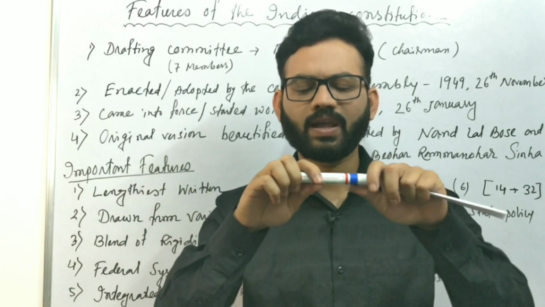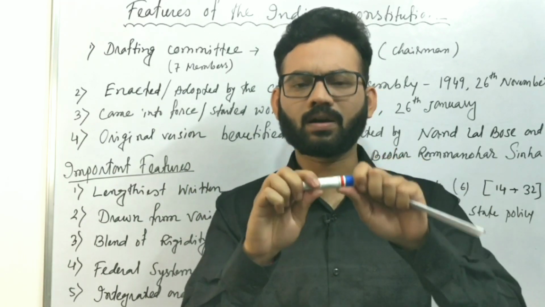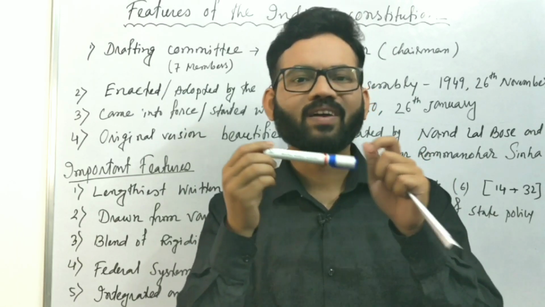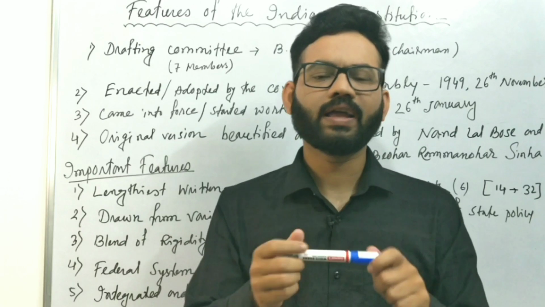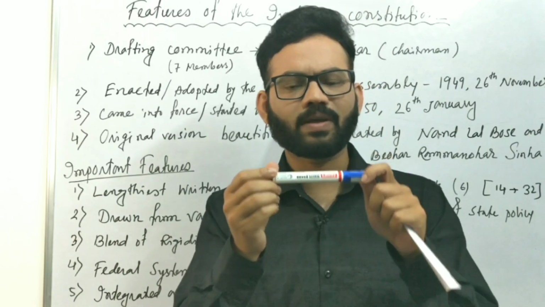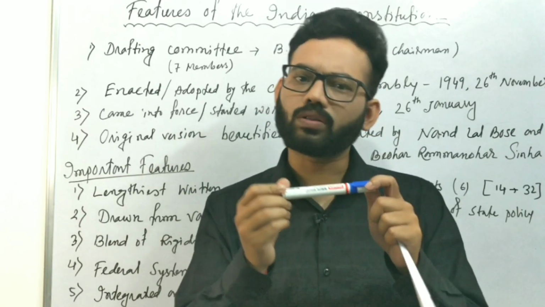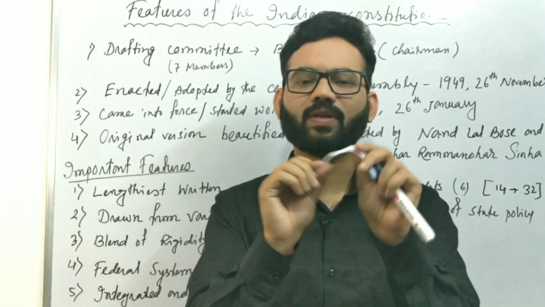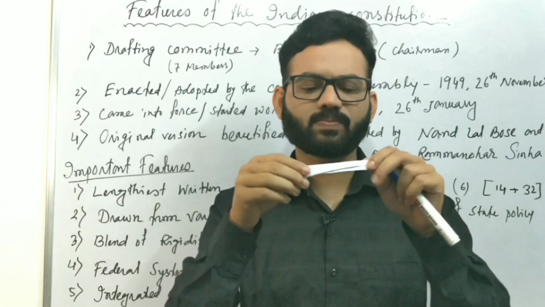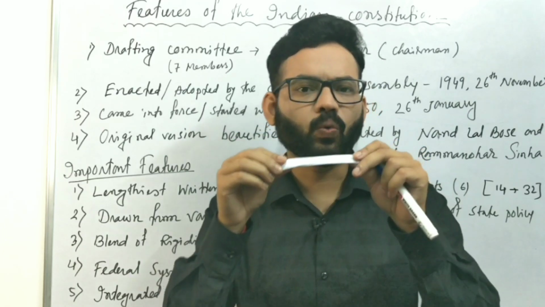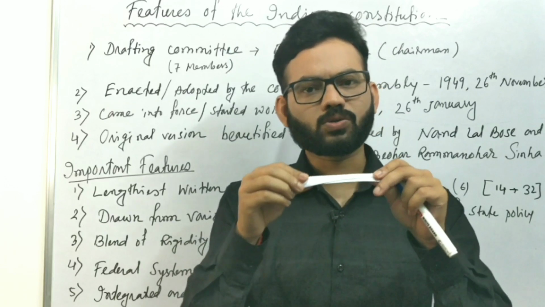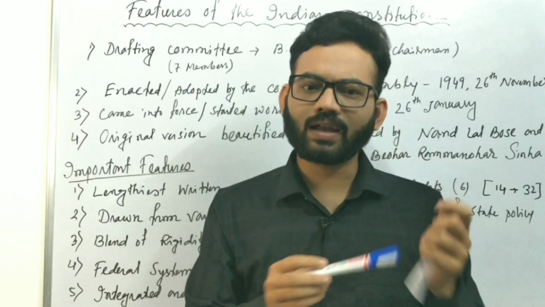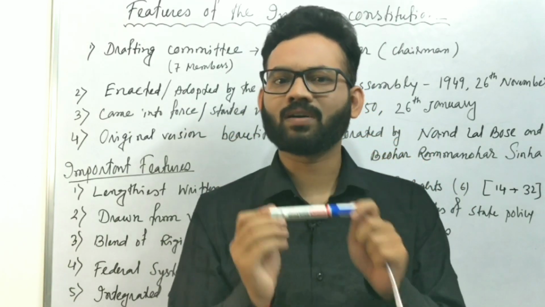Like this marker, it is very hard to bend because it is rigid and tough. Similarly, the Indian Constitution is at the same time very rigid and tough. On the other hand, it is also very flexible, like this piece of paper. We can move this piece of paper in any direction we want. So similarly, the Constitution of India is very flexible like this piece of paper, and on the other hand very tough like this marker.